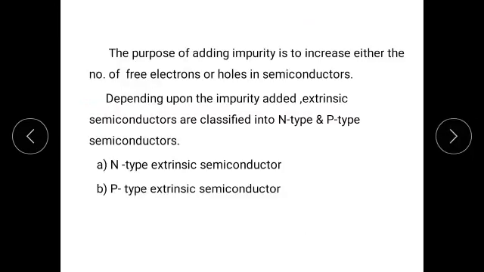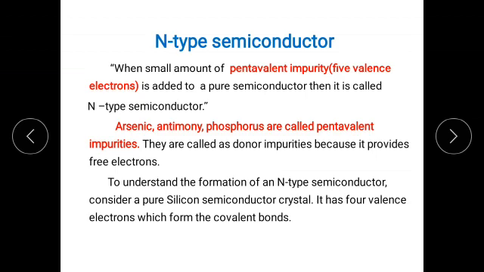We know that depending upon the impurity added, extrinsic semiconductors are classified into two types. First is N-type extrinsic semiconductor and second is P-type extrinsic semiconductor. First we see what is an N-type semiconductor.